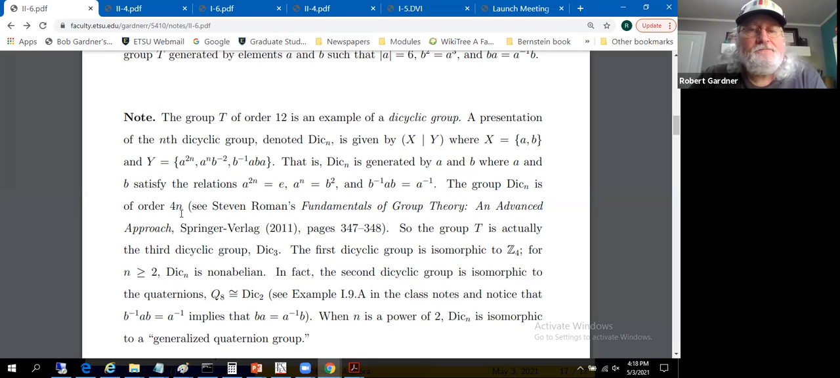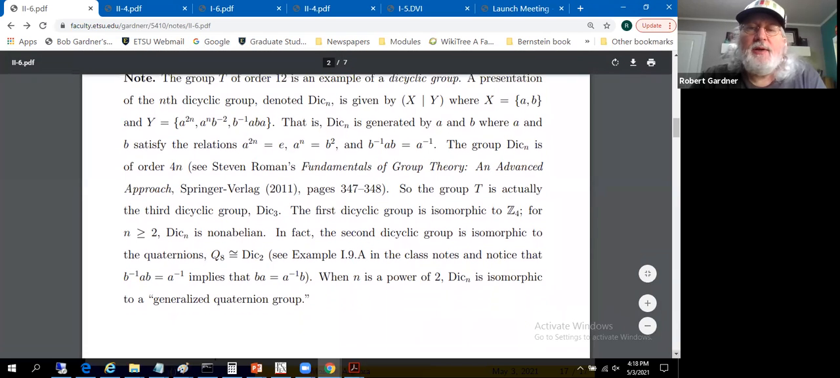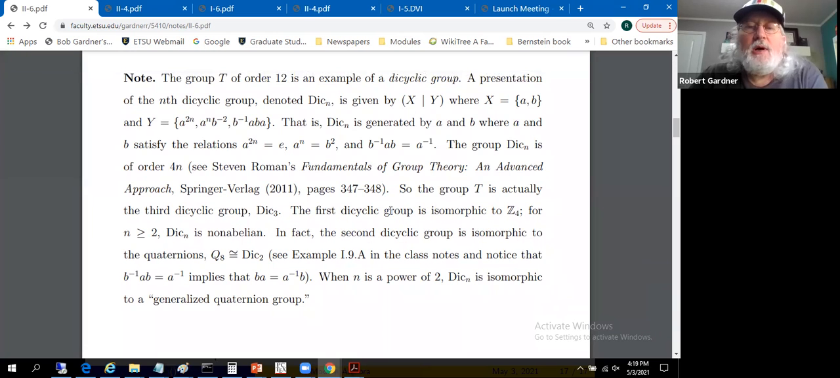That checks out. Here's your reference for more details on that: Rotman's book, Fundamentals of Group Theory: An Advanced Approach, which even has some pages referencing these dicyclic groups. So the group T actually is the third dicyclic group. When n equals 1, the first dicyclic group is a group of order 4. The claim is it's isomorphic to the integers mod 4, so it's abelian.